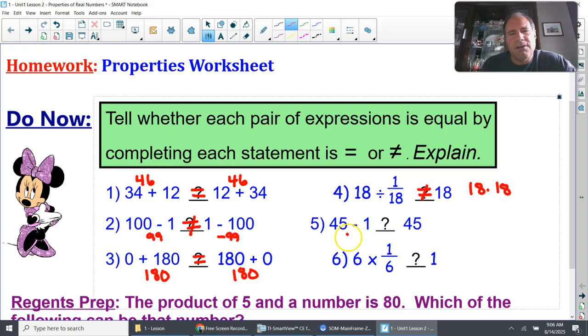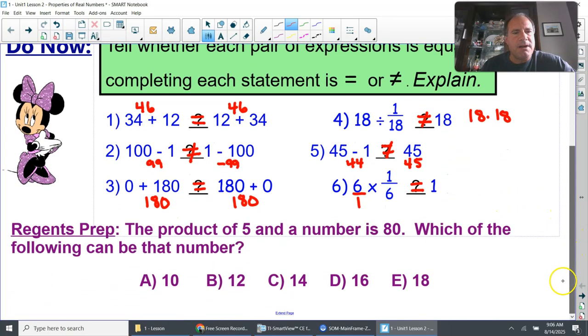45 minus 1, which is 44, does not equal 45. And then 6 times 1/6 actually does equal 1. All right? Because when you multiply fractions like this, 6 times 1, numerator times numerator, and then denominator times denominator.